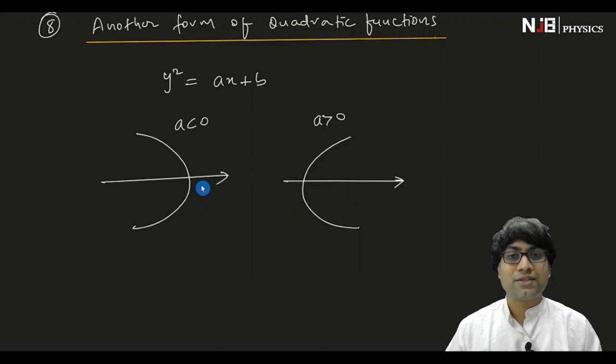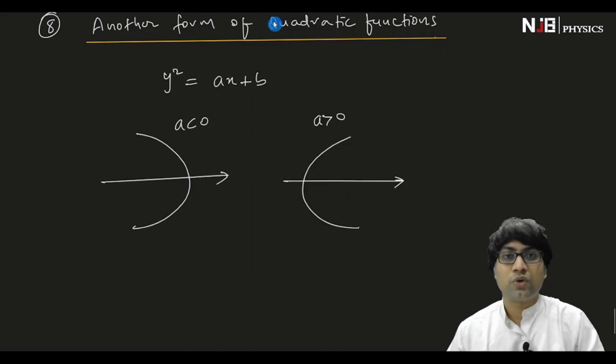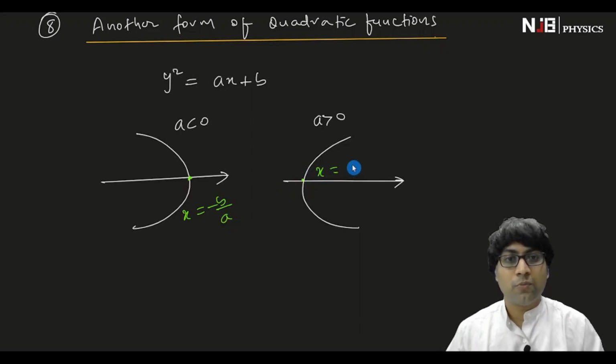So what will be the x-intercept? That means where this graph is going to cut the x-axis, it is going to cut the x-axis at this point where y is equal to 0. That means that x equal to minus of b by a. And here also the x-intercept will be x equal to minus of b divided by a.